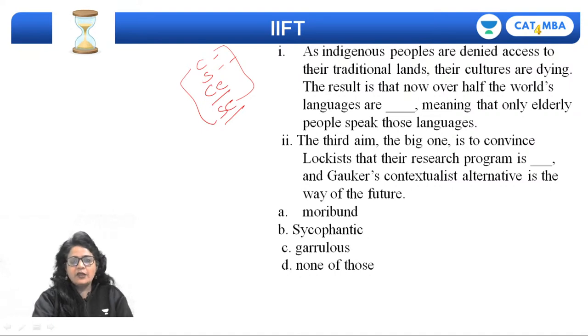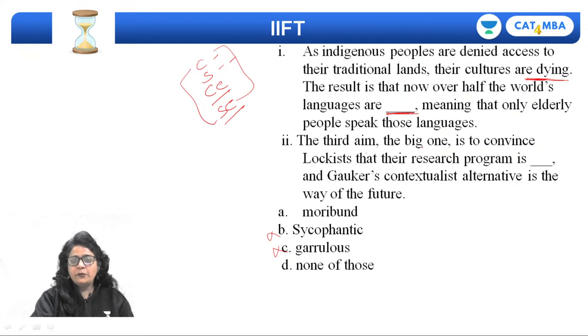So here the sentence says, and as indigenous people are denied access to their traditional lands, their cultures are dying. So their cultures are diminishing. The result is that now over half the world's languages are dash. So the culture is dying. As a result, the languages they used to speak are also dying. Okay, so garrulous and sycophantic are not making any sense. Now let's see if moribund is also fitting in the second sentence.